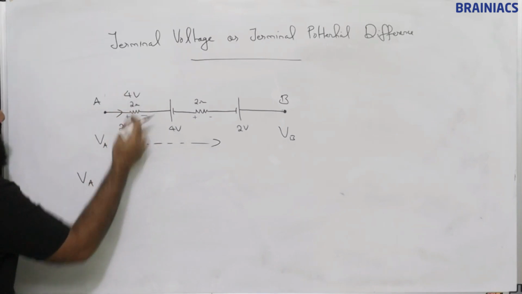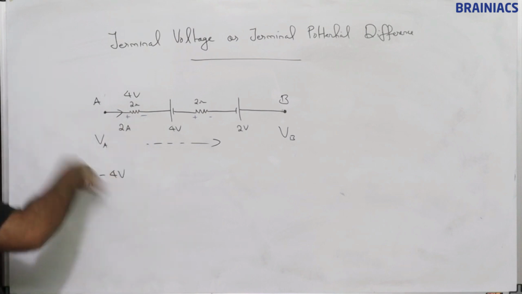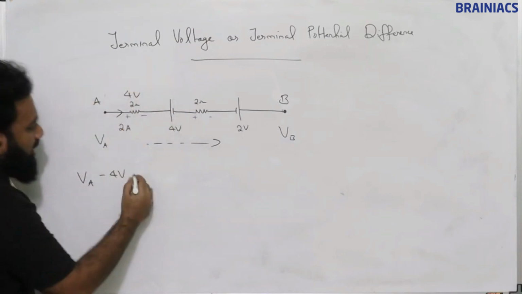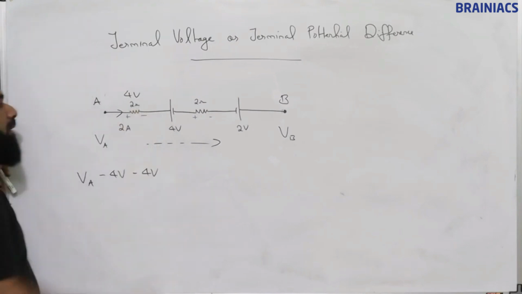First is plus, next is minus, so you can take like a 4 volt. This is a sign convention. You can take it the other way also, but follow one sign convention. Then here plus minus we have taken, so take 4 volt.